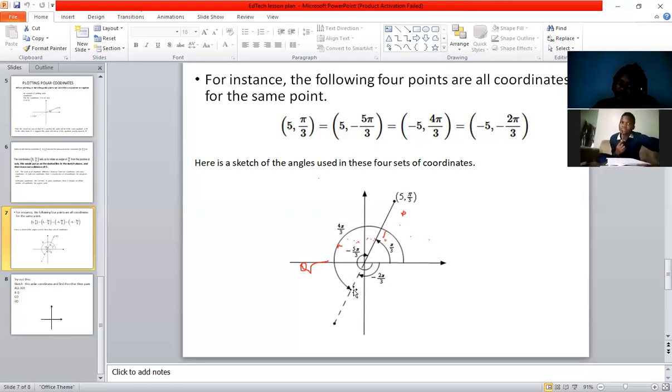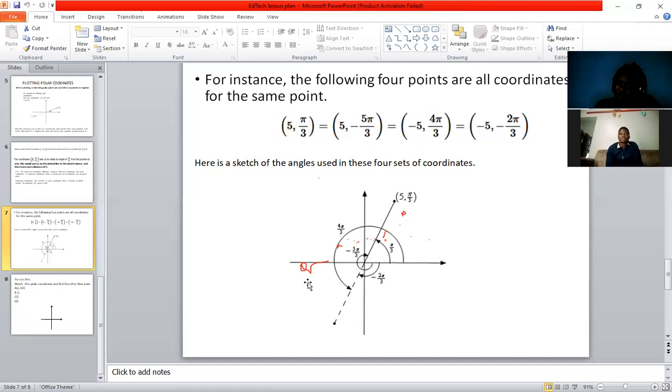And then others follow, you will follow from there. Something coming in the clockwise sense will give you a negative, but coming from the counterclockwise sense, it will give you a positive. Do you understand that? Yes.